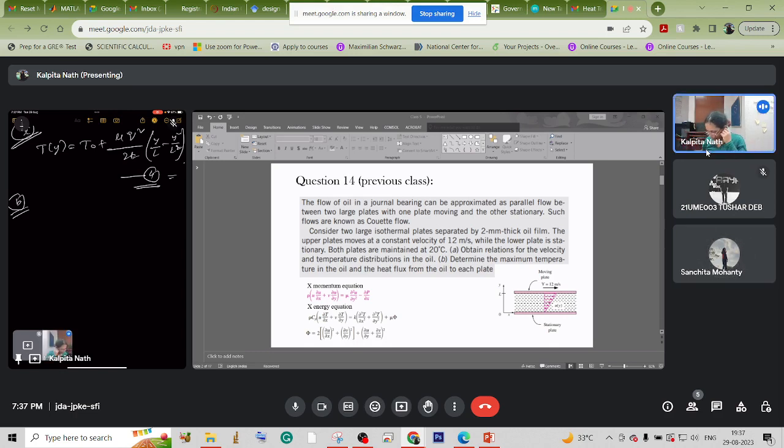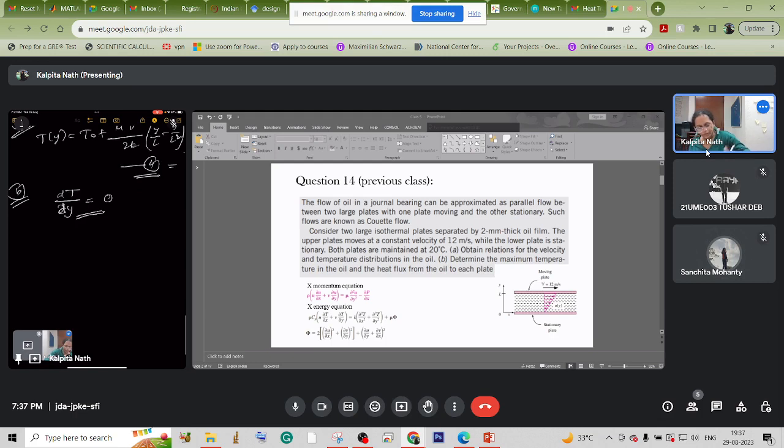So you have to differentiate it first, no? Then you put it equal to zero, then you will find the value of y where the temperature is maximum. What is the value of y? Ma'am, that only I am not able to solve. Okay. See, we'll put dT by dy equal to zero. So what is dT by dy?